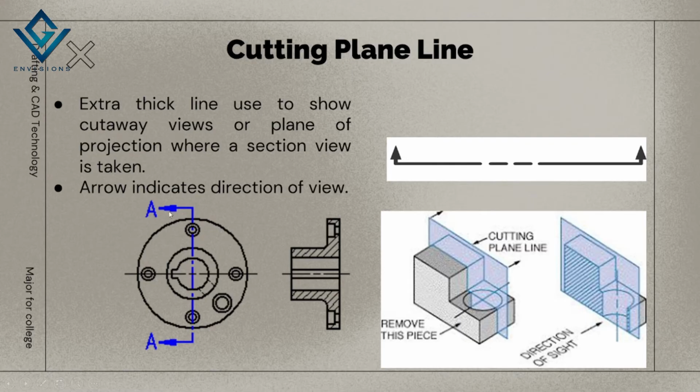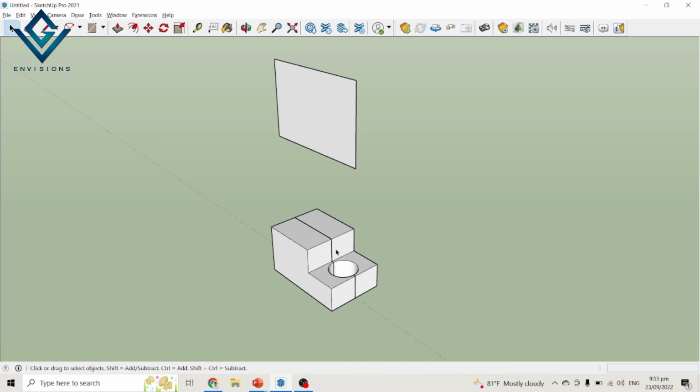In this top view here, the arrow indicates the direction of the view. If the arrow is in this direction, you need to get the view of this side. Let's just say that this is side A and this is side B. If the arrow goes here, it means the direction of the view goes to side A. Okay, to understand further, for example, this object.